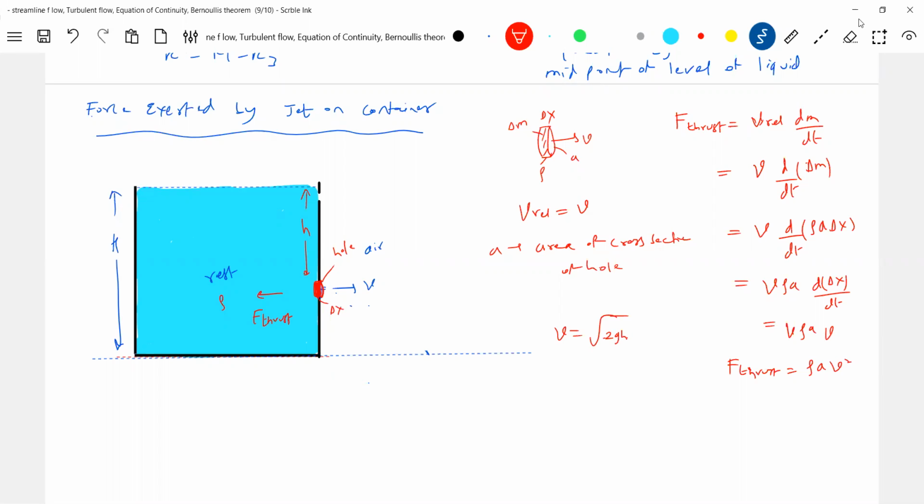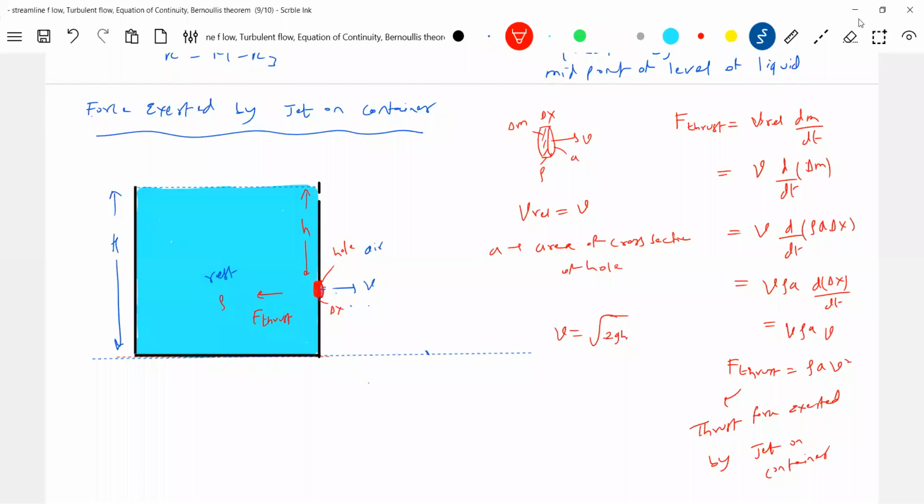Now, if it is kept on a rough surface, there will be friction acting. So like that, we'll get plenty of application oriented numericals now. So what should we call this force? Thrust force exerted by the jet on the container. The emerging liquid will exert a force, or shall I say a change in momentum?